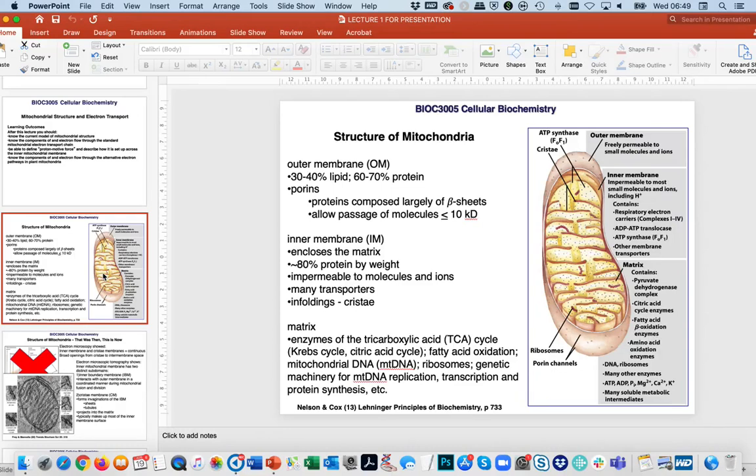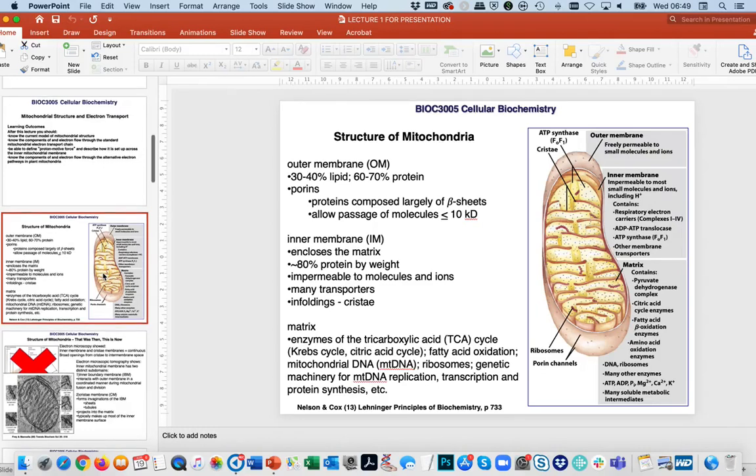So there's lots and lots of transporters in the inner mitochondrial membrane. That means that the inner membrane of the mitochondria has a lot more protein in it. So it's about 80% protein, okay, because of all these transport molecules. And also because that's where the respiratory chain proteins are. So the inner membrane of the mitochondria is just packed with different types of proteins. Of course, the ATP synthase is also on that inner membrane.